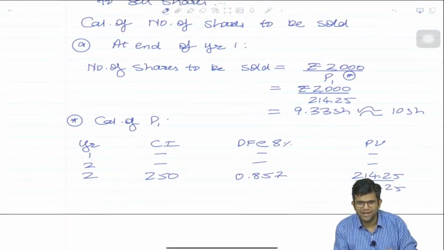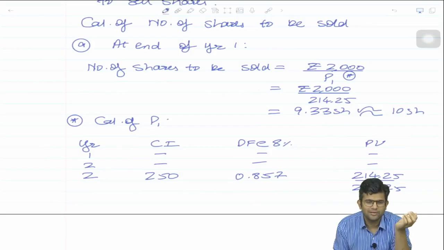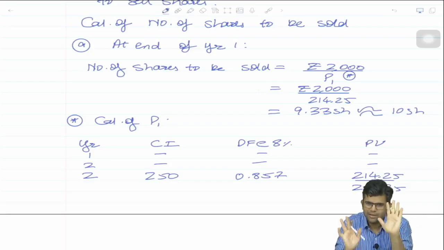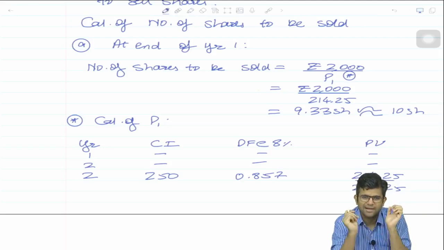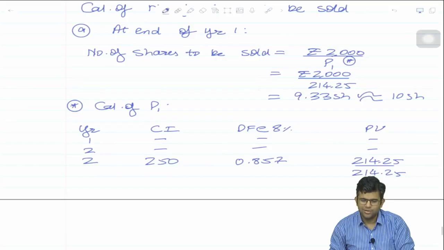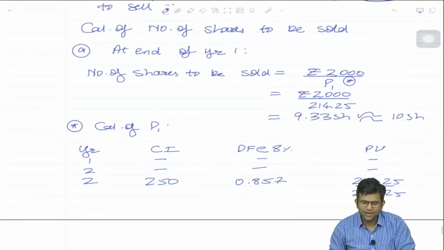I hope you are understanding. Minimum 2000 you want. If you sell only 9 shares, then can I say you will get something less than 2000. For 2000 you have to sell 9.33. But 0.33 nobody sells, so therefore 10. Better safe than sorry. Everybody clear? So at the end of year 1, do you realize you will be selling 10 shares?